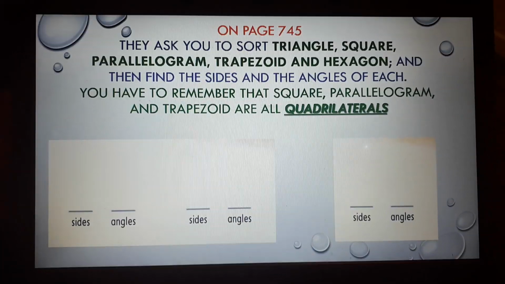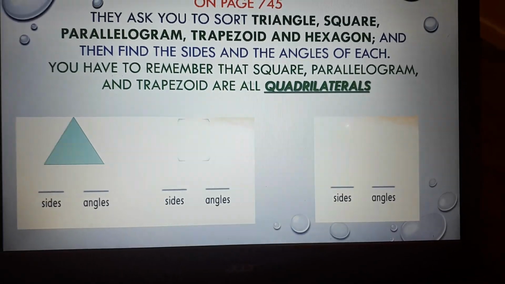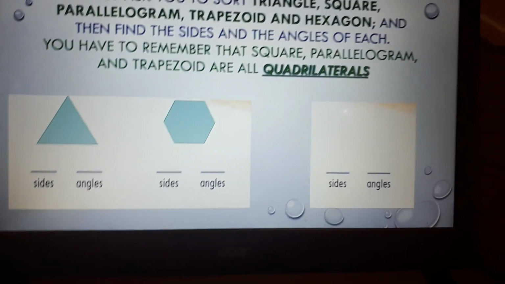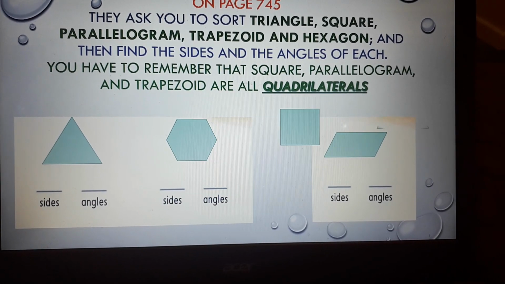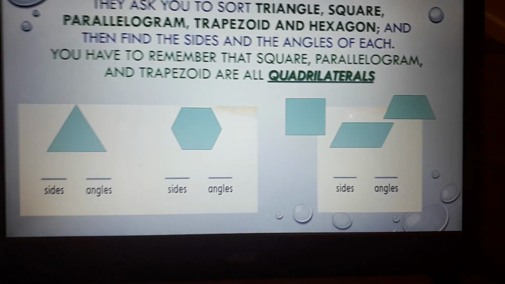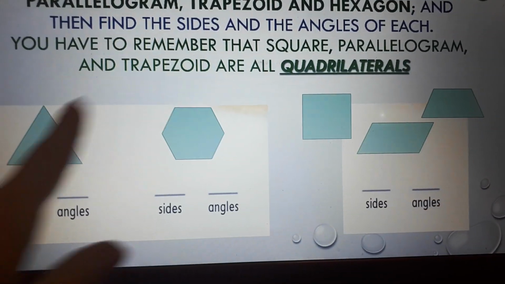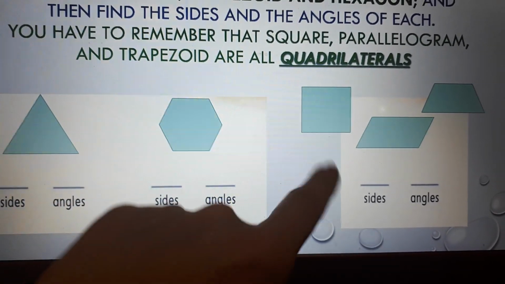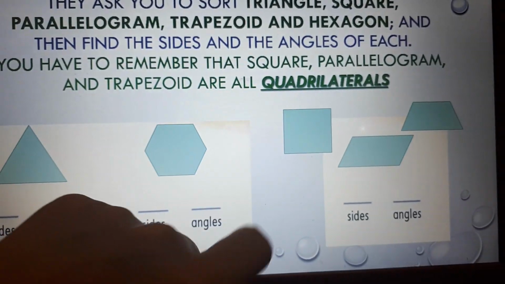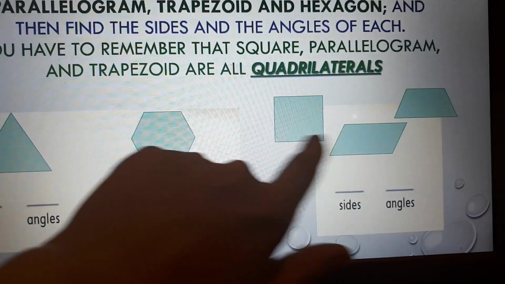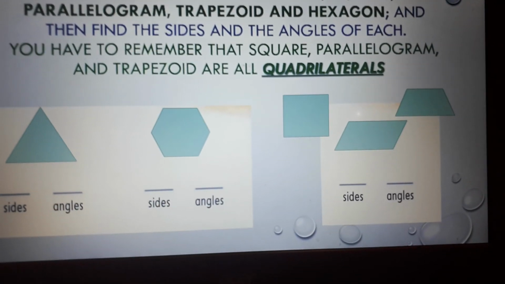So what you will draw in your book, first you will draw the triangle, then the hexagon, then square, parallelogram, trapezoid. Now, why do I do this? Because here, triangle has different sides than hexagon. Hexagon has different sides than square, parallelogram, and trapezoid. These 3 shapes have the same number of sides and angles. That's why I put them together.